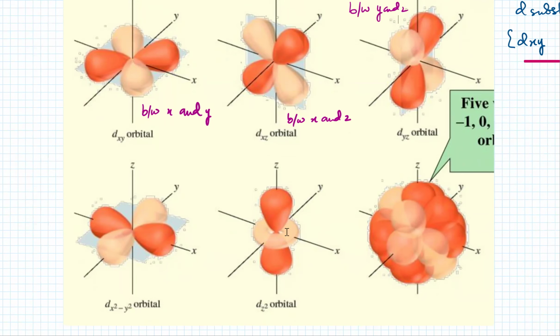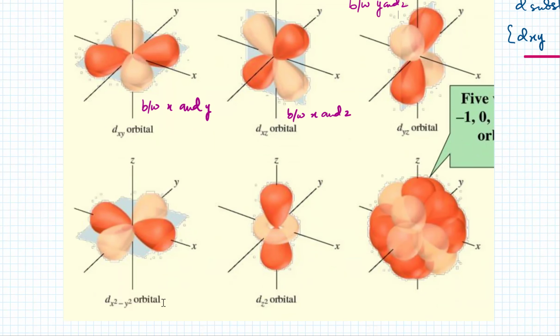Yes, sir. So up here you've got the dx squared minus y squared. The electron density lies on the x and y axis. And then finally, you have the dz squared, where the maximum electron density lies on the z-axis, like a p orbital, but with an additional electron density. It's like an s and a p kind of merged together. There's a donut-shaped area in the middle, and then there's electron density above and below that. But it's on the z-axis.